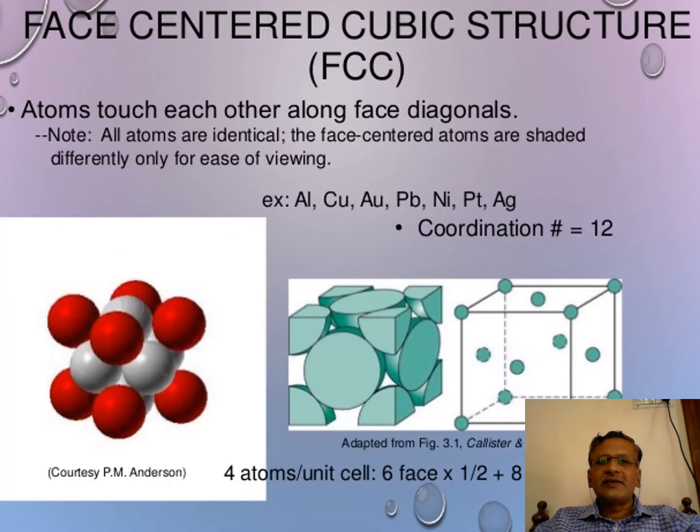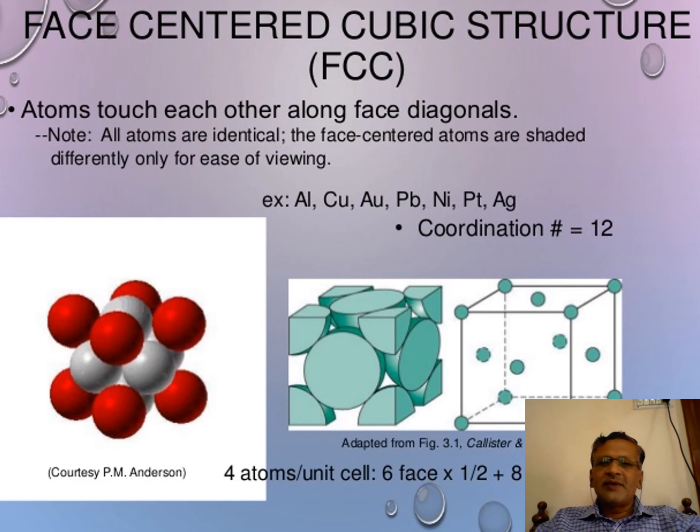Next, we can consider the face-centered cubic structure, FCC. Its coordination number and its atomic packing factor, we can consider here. Examples belonging to the FCC structure are aluminium, copper, gold, lead, nickel, platinum, and silver (Ag). Here 8 atoms are situated at the 8 corners and there are 6 faces in total. Atoms are situated at the center of the 6 faces. Therefore, the coordination number, the nearest neighbors, in the case of face centered cubic is 12.